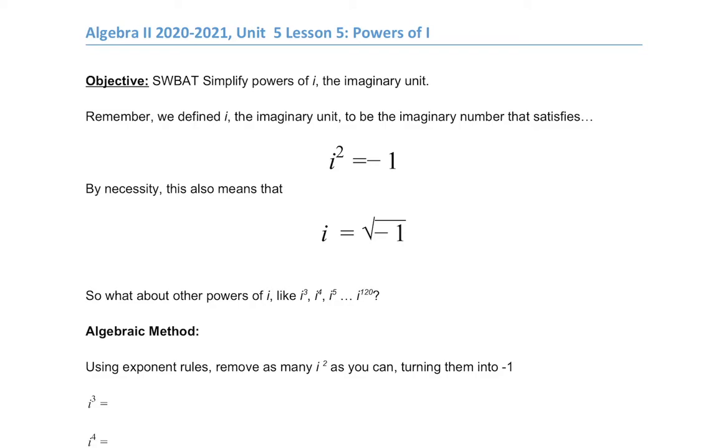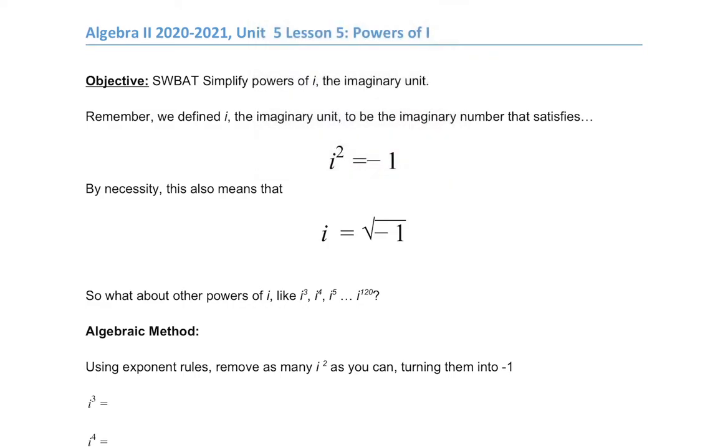Unit 5, Lesson 5. Today we're going to be working on additional powers of i, the imaginary unit. Remember, we defined i, basically its whole reason to exist is that i is the number that solves the equation i squared equals -1. And so it's a made up number that if you were to square it would give you -1.